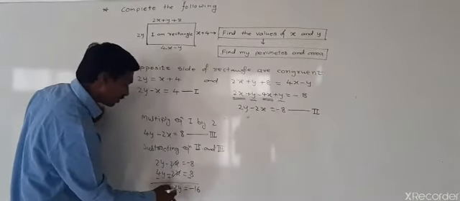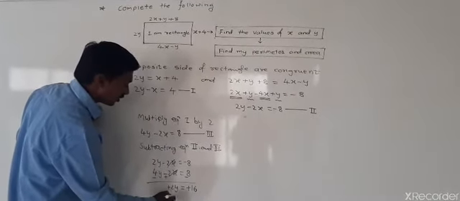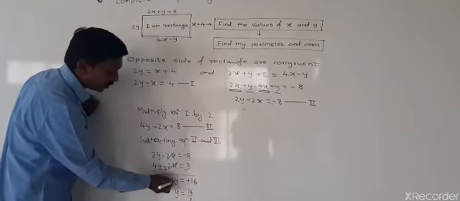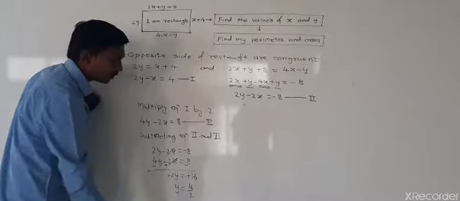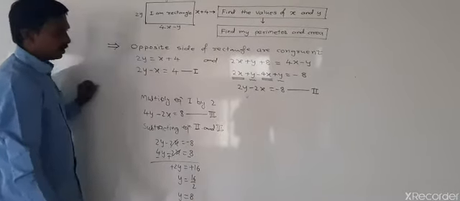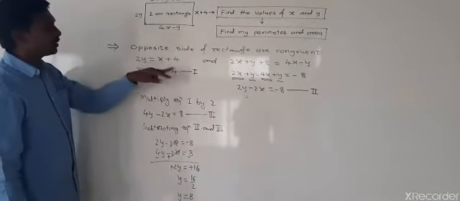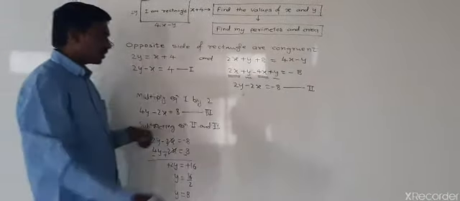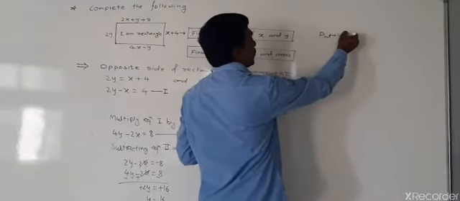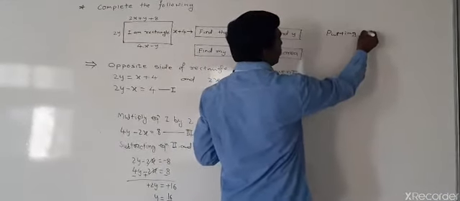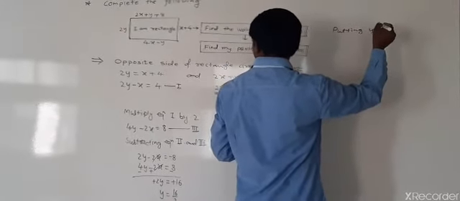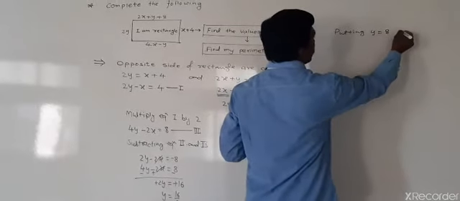Now this minus becomes plus. y is equal to 16 divided by 2. 2 is in multiplication, so we transfer it into division, and we get y is equal to 8. Now putting this value of y in any equation, you will get the value of x. Putting y is equal to 8 in equation 1.